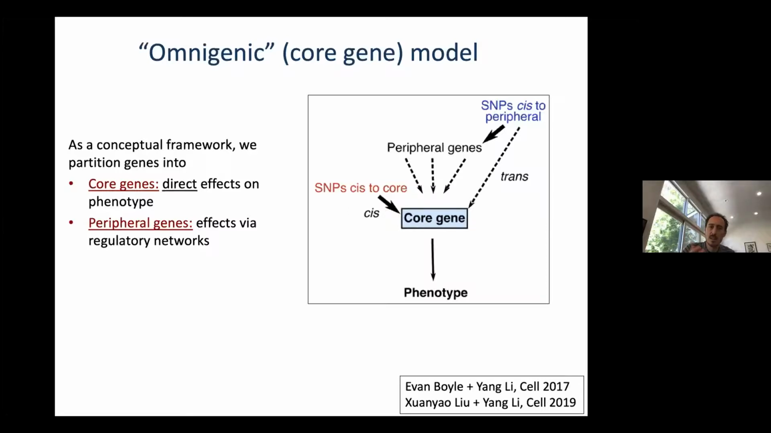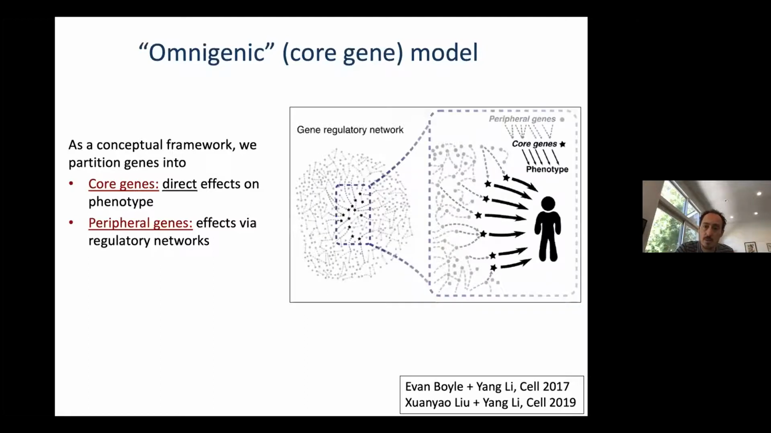As a conceptual framework, we think it's helpful to partition genes into what we refer to as core genes, which have relatively direct effects on a phenotype. So if you think about testosterone, all of those genes in the biosynthetic pathway, we would consider core genes. And then peripheral genes are basically any other genes that are expressed in relevant cell types. So for example, for urate, any gene that's expressed in kidneys is potentially a peripheral gene. And we imagine that their effects flow through regulatory networks.